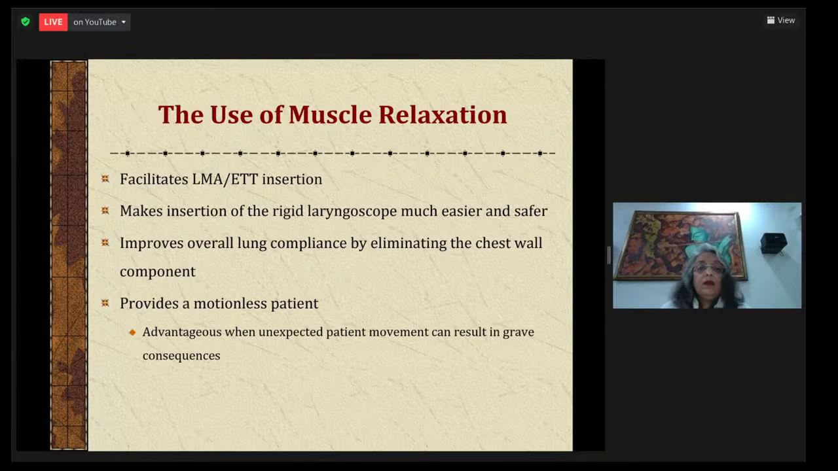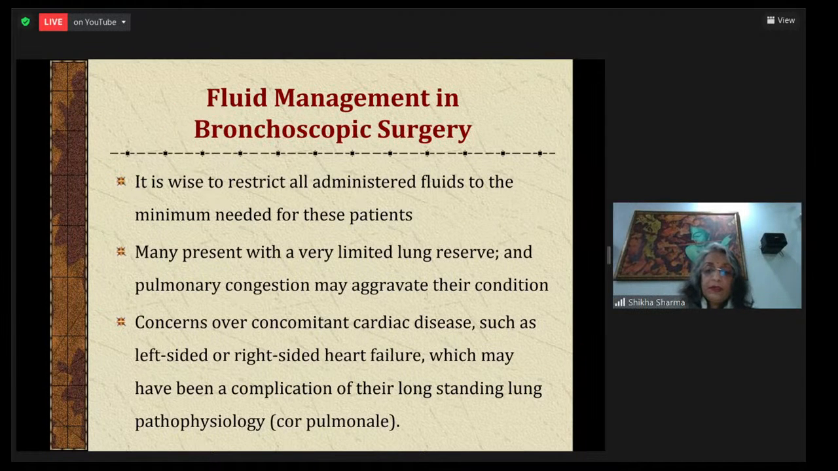The often neglected point in bronchoscopy surgery is fluid management. It is wise to restrict all administered fluid to a minimum because many patients present with limited lung reserve and pulmonary congestion may aggravate this condition. The patient may have right heart failure due to pre-existing cor pulmonale, and therefore we need to be very miserly with the fluid we give to the patient.